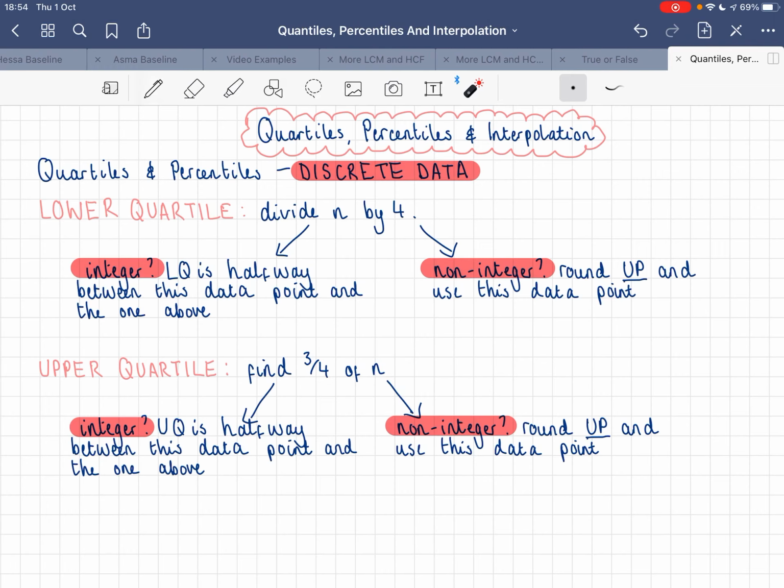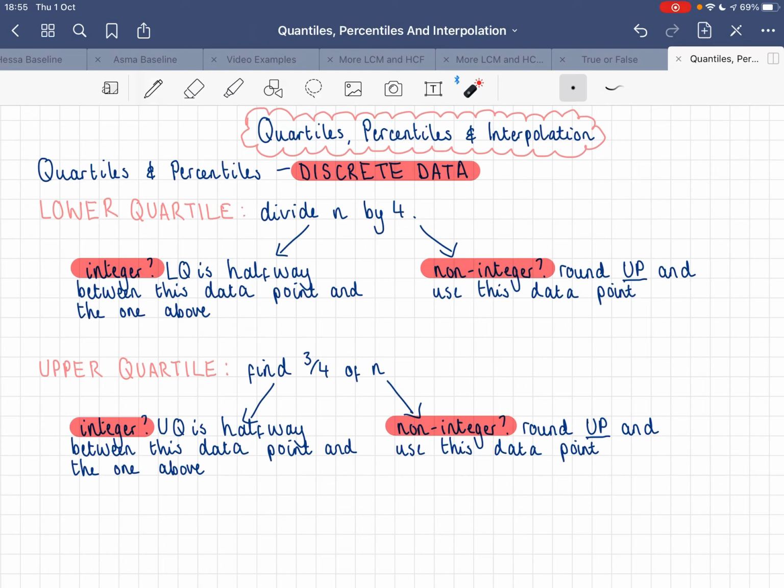Okay, if our data is discrete, so it's in a list, you have separate pieces of data, then we use slightly different methods to when we look at continuous data or data in a grouped frequency table. If we have discrete data, we have a list. To find the lower quartile, we divide n, by which I just mean the number of pieces of data in the set. So we divide n by 4.